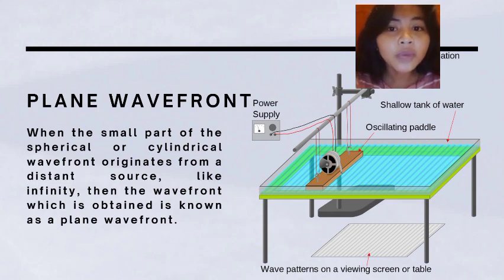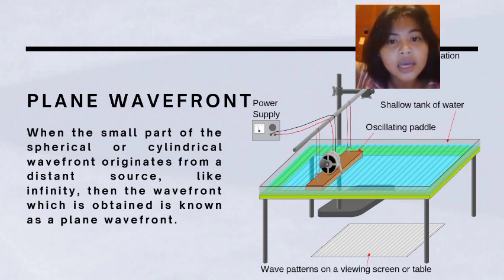So in a plane wavefront, the wavefront will appear as a plane when viewed from a considerable distance from a source of any kind. So an example is the image given, which is the ripple tank. So the source of light is distant from the medium, right? The ripple tank is here, and then the source of light, which is the bulb, is way farther from the ripple tank.